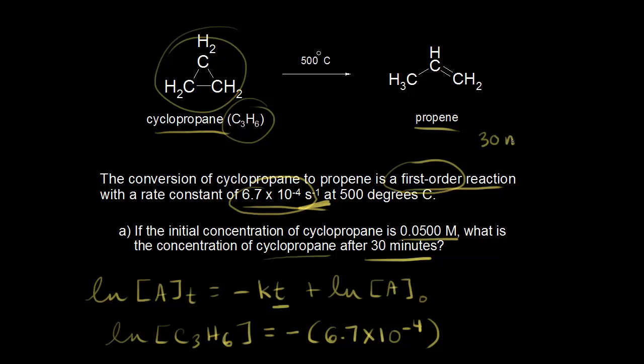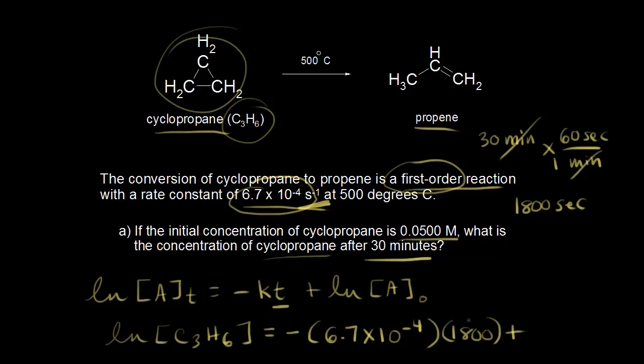So 30 minutes, right? There are 60 seconds in 1 minute. So if we multiply those two, minutes cancels out. So 30 times 60 gives me 1800 seconds. So I put that in here. So 1800 seconds plus the natural log of the initial concentration of cyclopropane. The initial concentration is 0.05, so this is the natural log of 0.05.